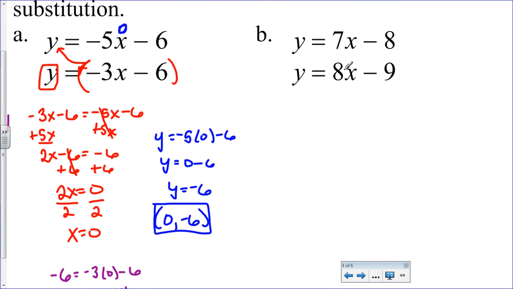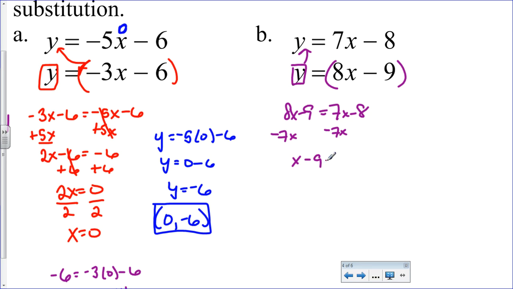Let's do one more problem together. We're going to take this 8x minus 9, since it's equal to y, and put it in place of the other y. So we're going to do 8x minus 9 equals this part of the equation, which is 7x minus 8. Go ahead and solve it. We're going to subtract 7x from both sides to get 1x minus 9 equals -8. And we're going to add 9 to both sides to get x equals 1.